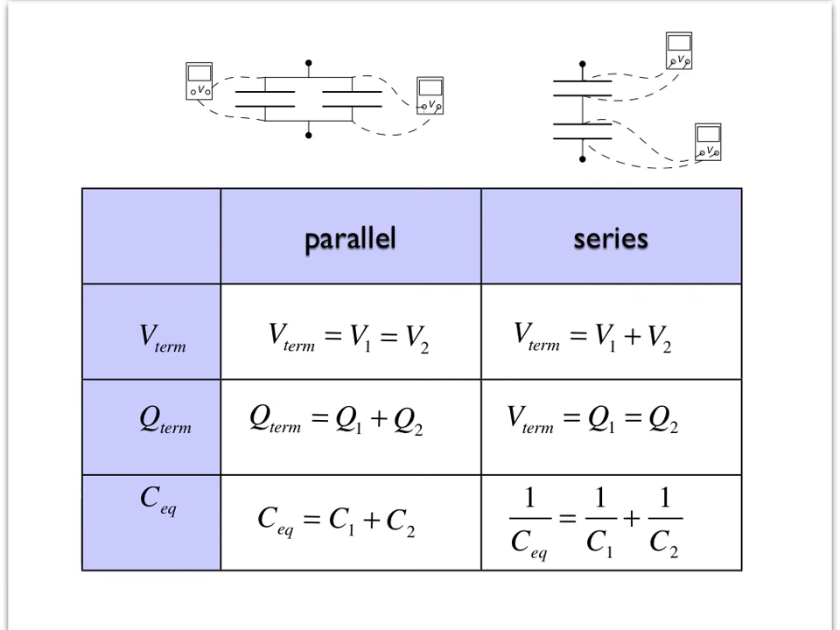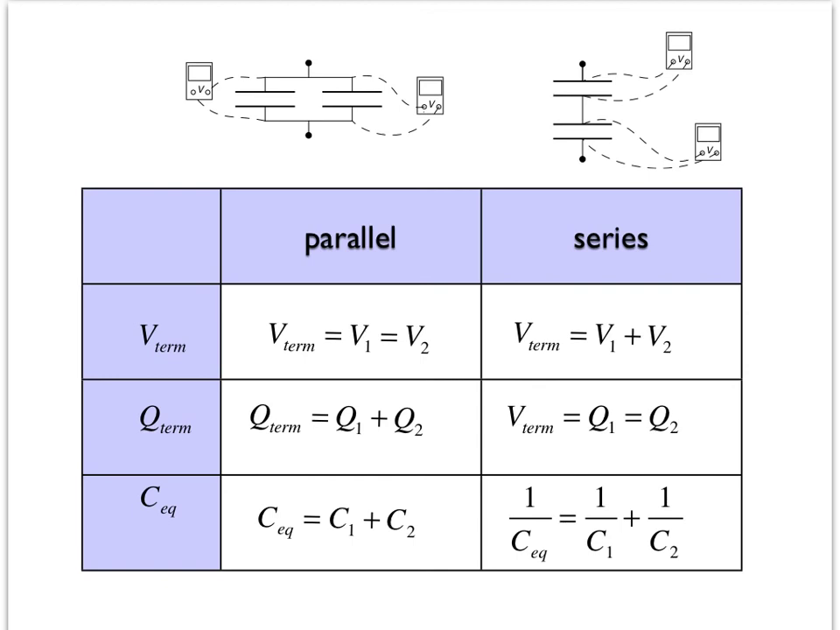So here's a quick summary. We say that if two capacitors are in parallel, the voltage on the combination is the same as the voltage drop over any one capacitor. Notice that's not the same as in series. In series, the terminal voltage is the sum of the two voltages. When we look at the charge, the overall charge on a pair of capacitors in parallel is the sum of those two charges, and the overall charge when the capacitors are in series is the same as the charge on any one capacitor.